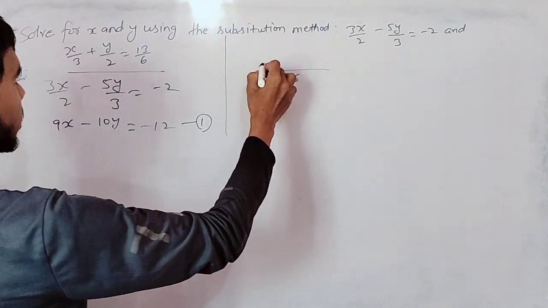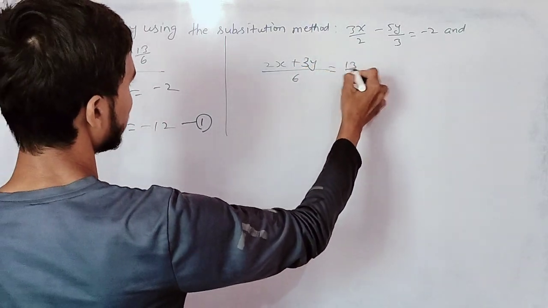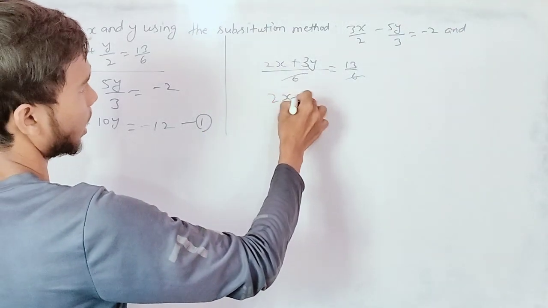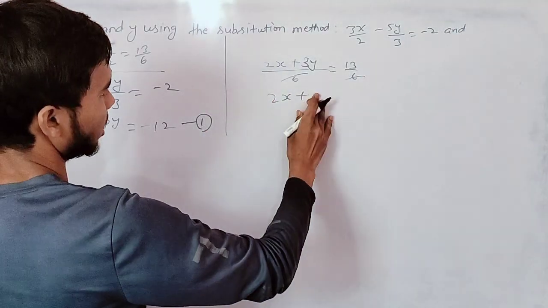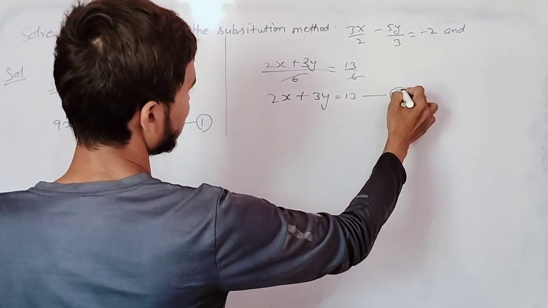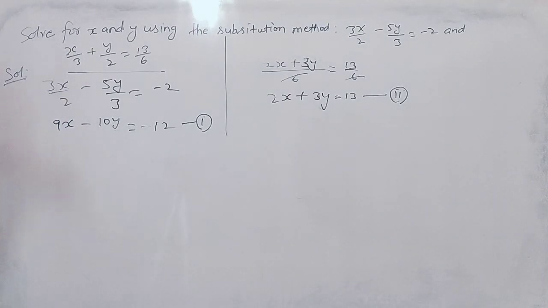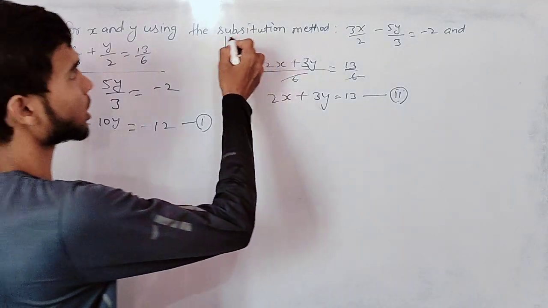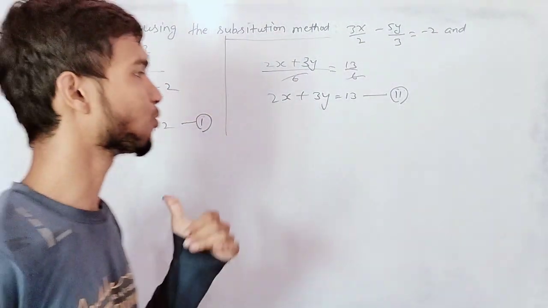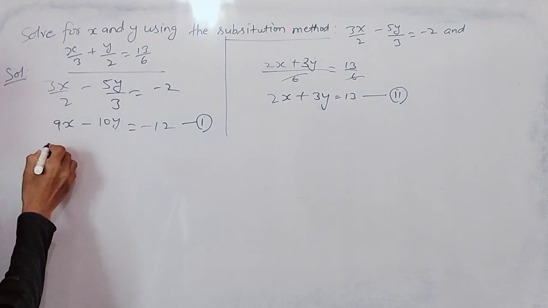2x plus 3y is equal to 13 upon 6. The 6 will get cancelled out. We have left 2x plus 3y is equal to 13. Now this is the second equation. We have to use the substitution method. As you know, we take only one variable on one side and shift all the other terms to the other side.